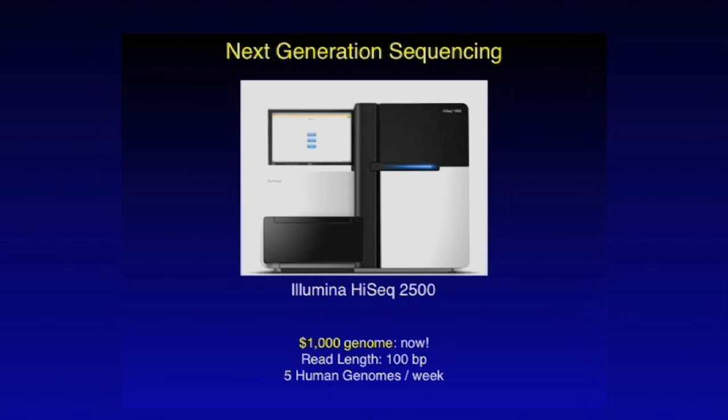And even in our own genome center at the university, we have a machine like this. This is the Illumina HiSeq 2500. This is the state of the art right now. This machine can do about 5 genomes in a week. And with the new chemistry, the price should come down to about $1,000 for a full genome. That's just the sequencing part.